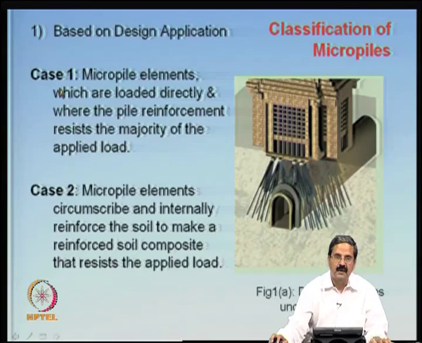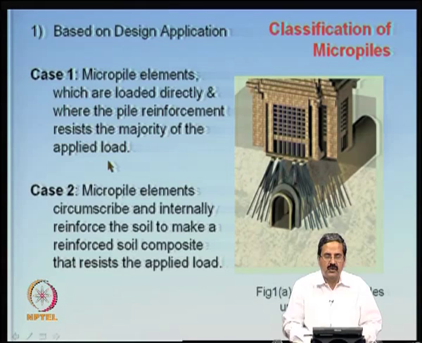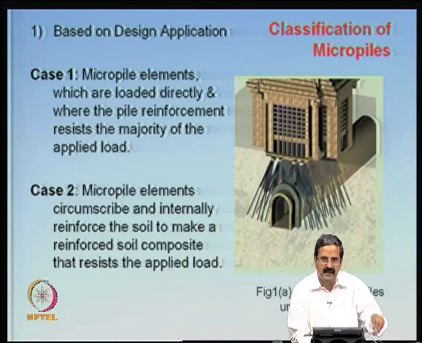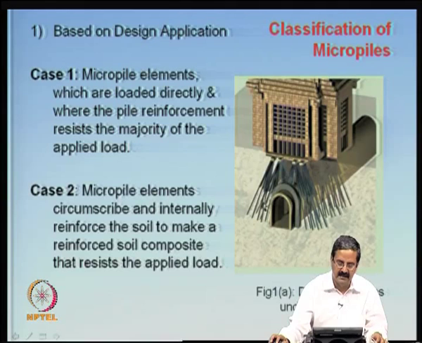Case one is micropile elements when loaded directly. There are some cases where the load comes directly on them, so the pile reinforcement resists the majority of the applied load. Similar to our pile design, the total vertical load comes on the pile. So instead of the pile, it comes on the micropile now, and we need to have a series of small diameter piles. That is case one.